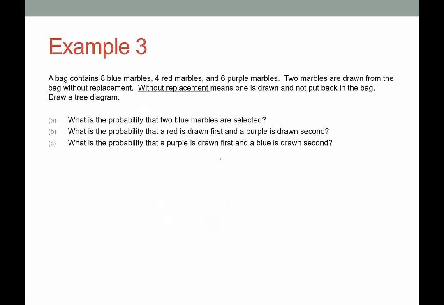Last example. A bag contains 8 blue marbles, 4 red marbles, and 6 purple marbles. 2 marbles are drawn from the bag without replacement. And without replacement means that one is drawn and then it's not put back in the bag, so we no longer consider it. Then we have a bunch of things to consider for probabilities, and these can be really tricky. As you can see, the language can be very intricate here.